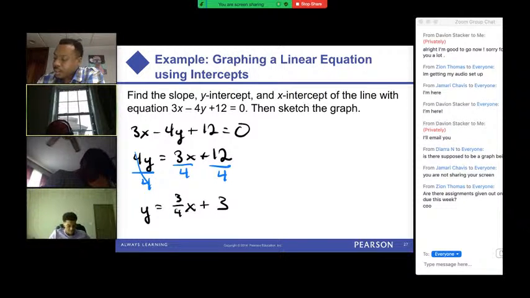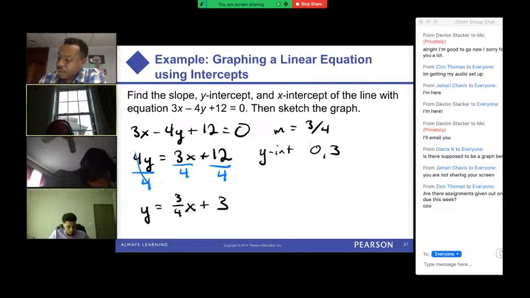Okay? So now it's clear that the slope should be 3/4. For the y-intercept, we're going to set x equal to 0. If we set x to 0, I think we get an answer of 3. So the y-intercept is (0, 3).